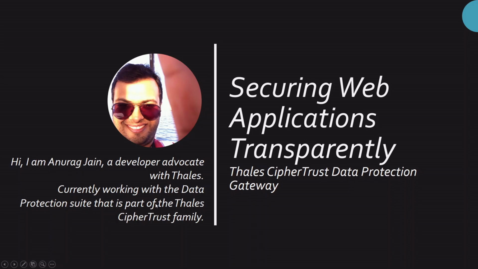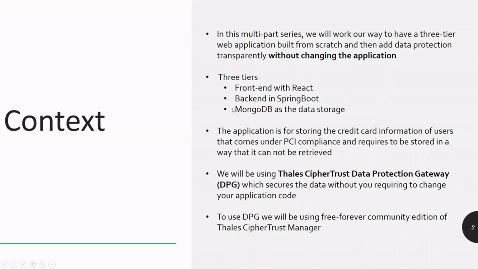I'm a developer advocate with Thales and I'm currently working on some of the data protection suite tools that are part of the Thales CipherTrust family. In this multi-part series, and this is the first part of that series, we will work our way to have a three-tier web application built from scratch. So three-tier as in front end, back end, and the database, and then add data protection to that application transparently without you requiring to change the application code itself. So you can follow this tutorial to add data security to your existing application as well.